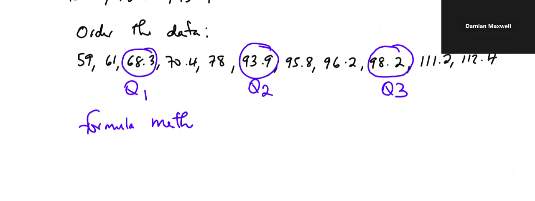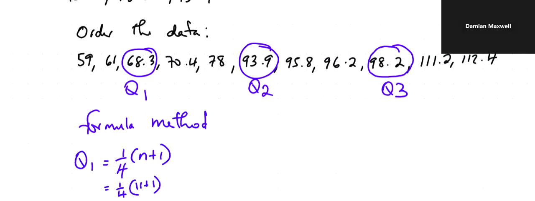So for the formula method, let's say you want to find Q1. Q1 is a quarter of n plus 1, where n is the number of data values. How many data values do we have in total? 11. So 11 plus 1 would be 12. What's a quarter of 12? 3. Yes. So it means it would be where the third data value is. Do you see we get the same thing here? Look, 1, 2, 3. That's where it is.